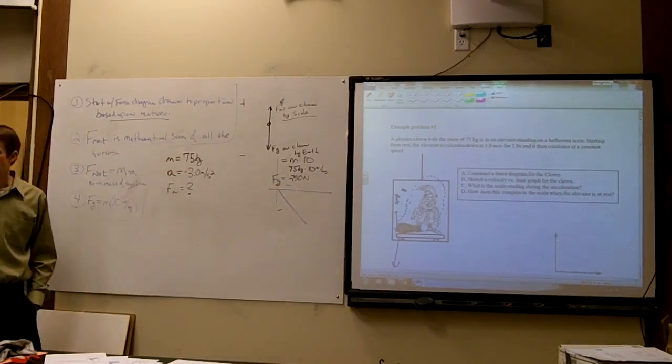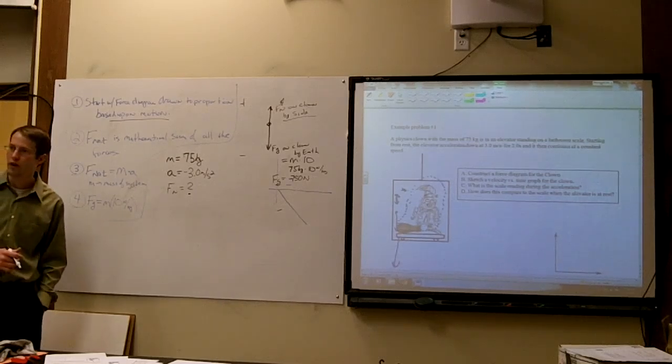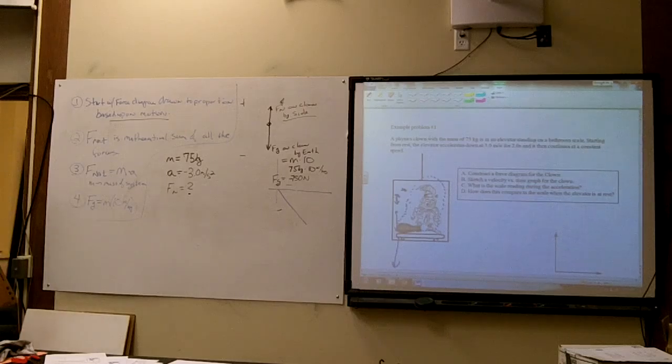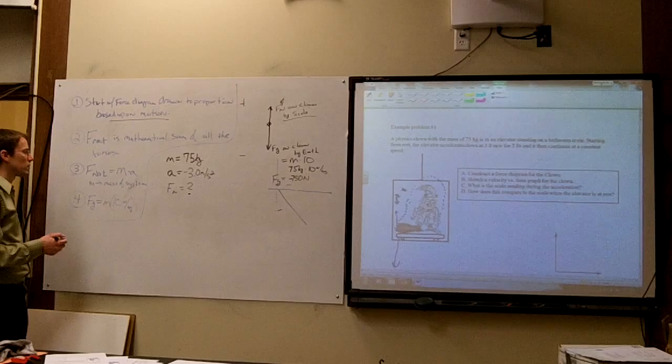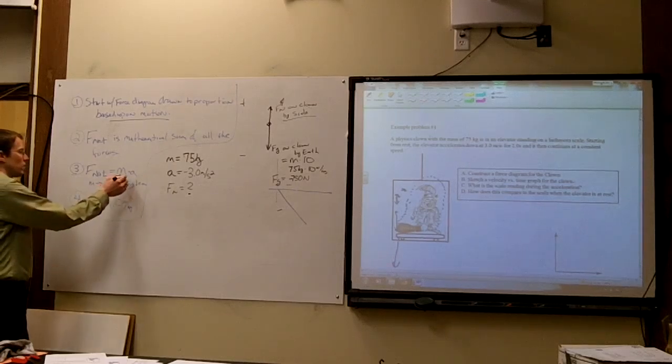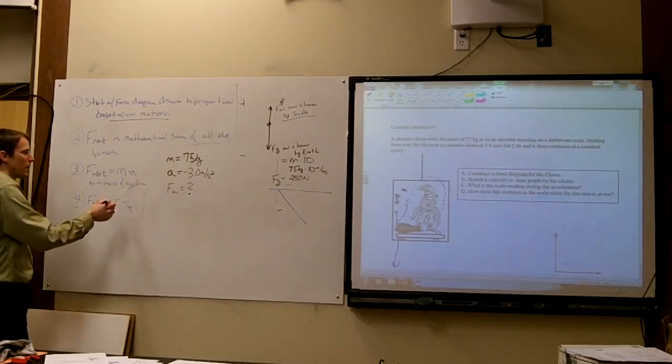Okay, now let's try to solve this problem. How can we come up with the value of force normal? You got to use these two principles right here. Any ideas? Gage, you got a shot? Take a shot. We take the mass of the system, which is 75 kilograms, times our -3 meters per second squared to get the force net.